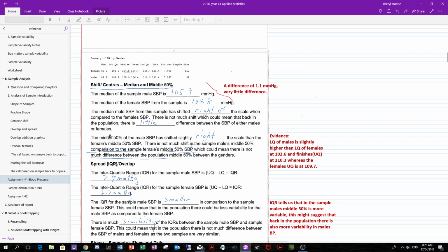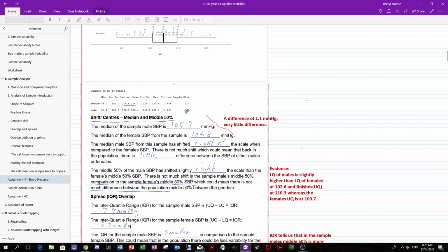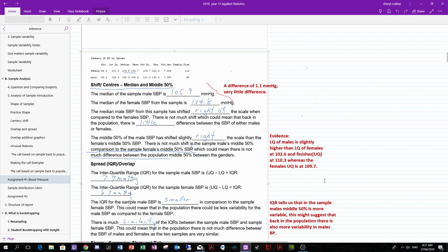We don't talk about boxes, we talk about the middle 50%. So the middle 50% is shifted further to the right. Not a lot, because there's a lot of overlap between these, which is what you're going to talk about as well. But there's a little bit of a shift to the right on the scale compared to the females' middle 50%. This is not much shift in the middle 50% of the males in comparison to the females, which would mean that there's not much difference because there's a lot of overlap, and they haven't included any evidence. So the stuff in red is something that you have to include in your write-up. It's evidence around the fact that one is shifted further to the right.